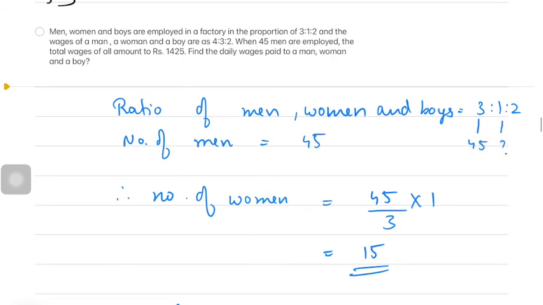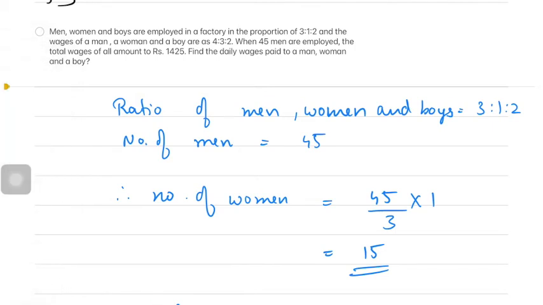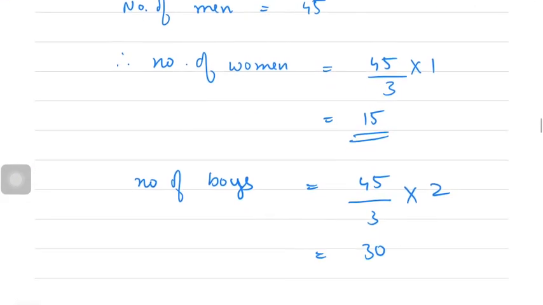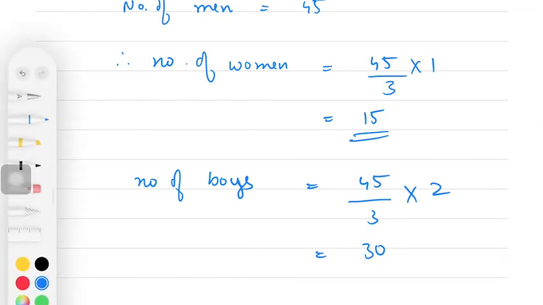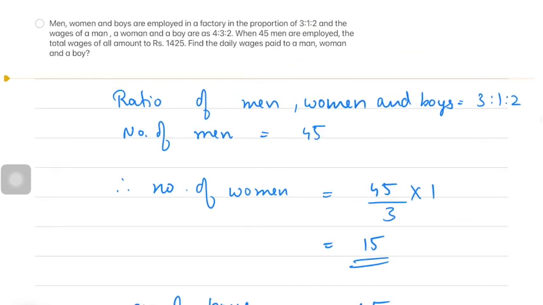See, if 3 is 45, how much is 1? So 45 into 1 divided by 3, cross multiplication. So this is what I did. And similarly with number of boys. If 3 is 45, how much is 2? So cross multiply. 45 divided by 3 multiplied by 2. So you have calculated number of women and number of boys.